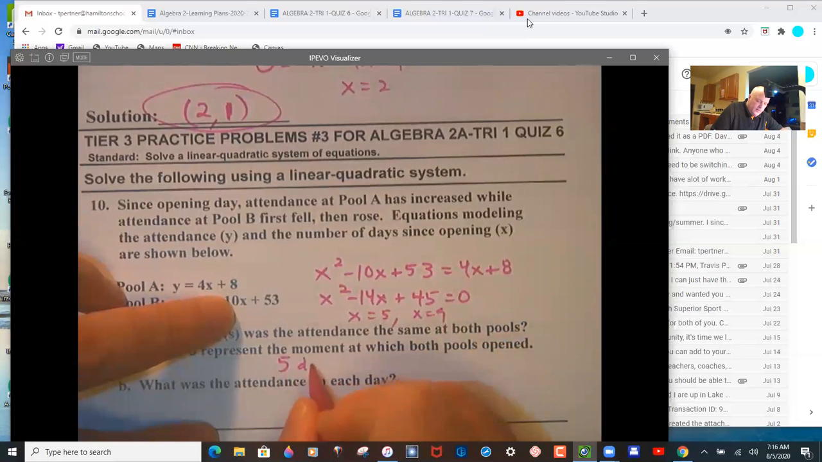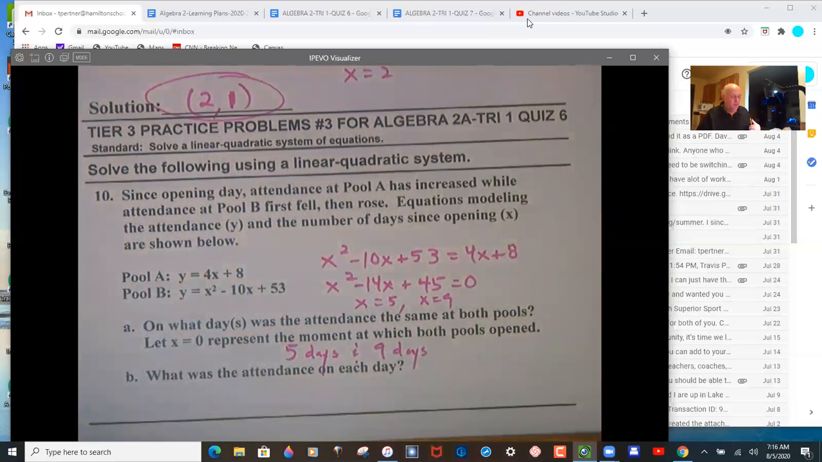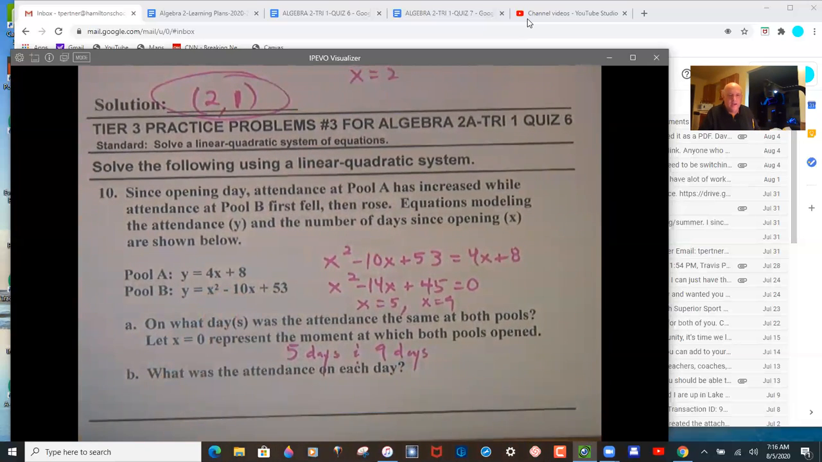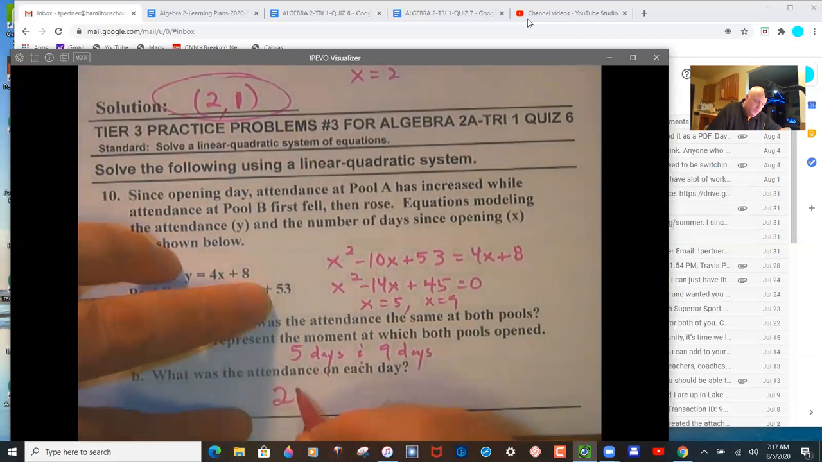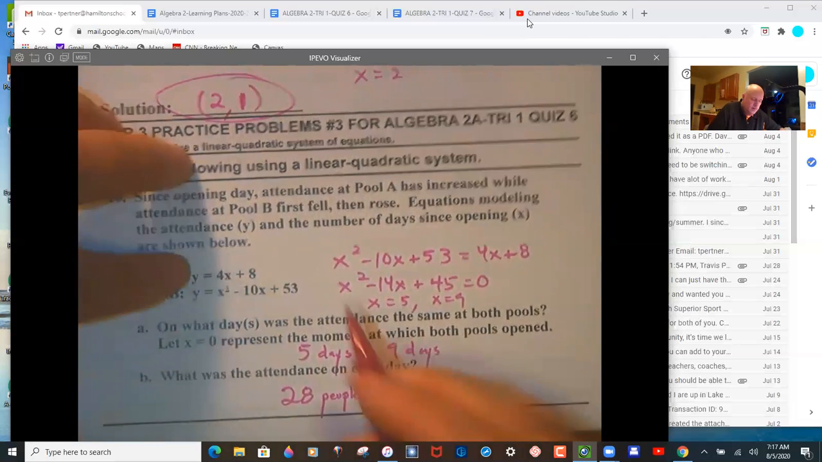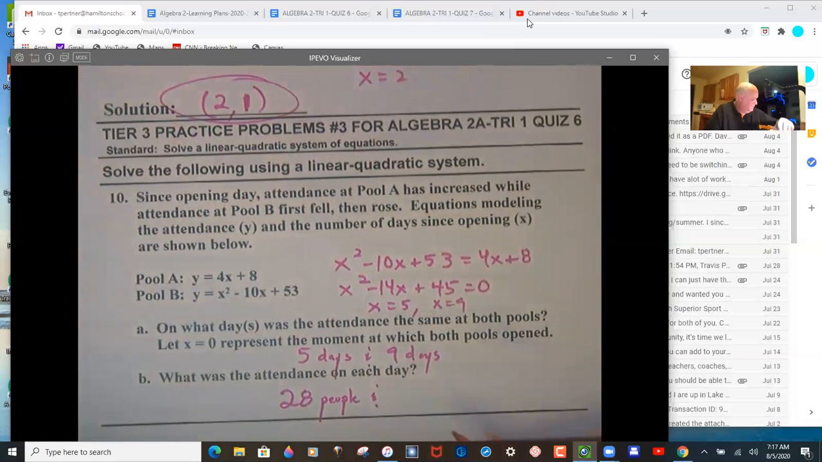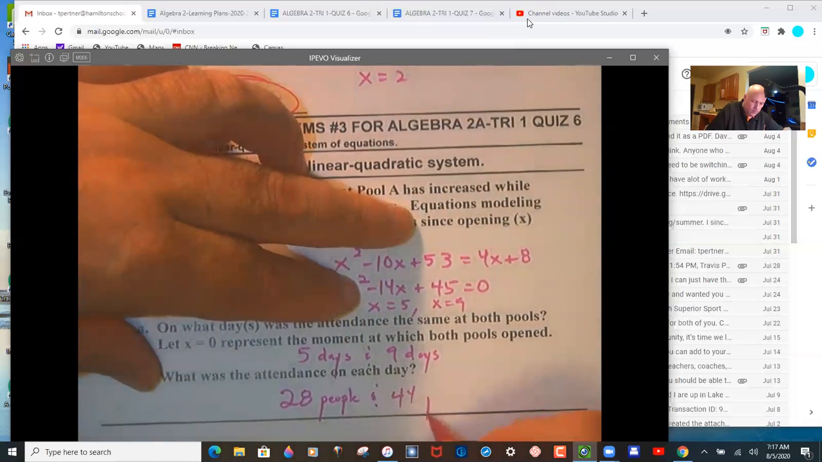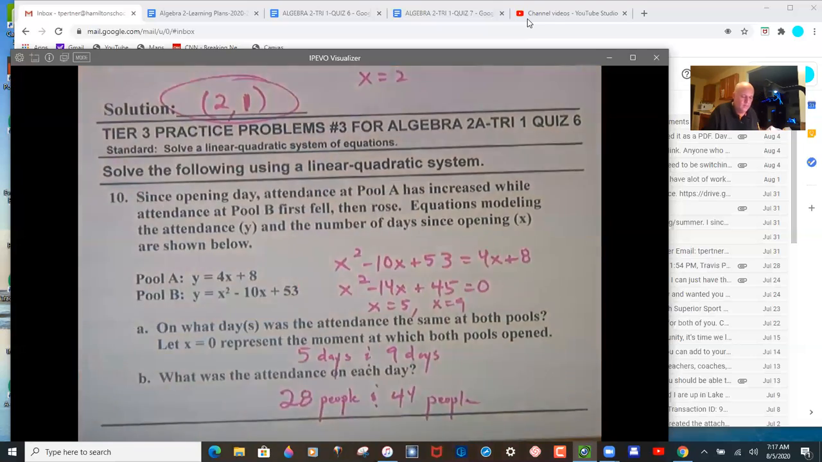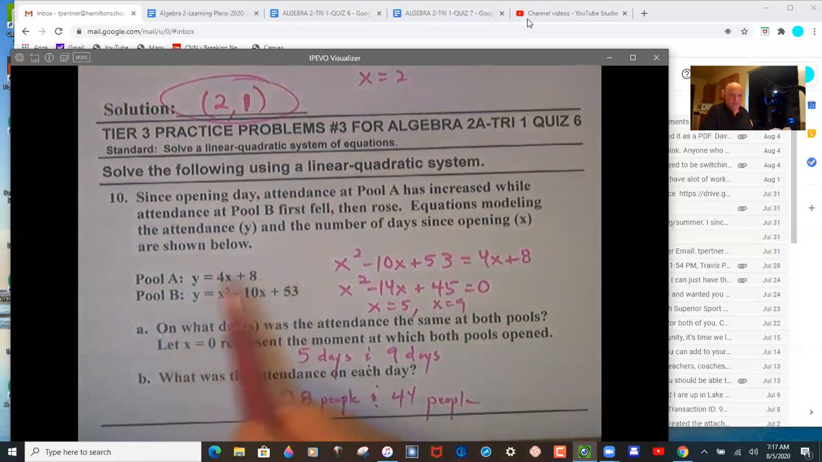So 5 days and 9 days. x is the number of days, and then you have to substitute in to get y. Try not to write them as a coordinate because we're breaking the coordinate apart to answer. So 28 people after 5 days, and then 9 would be 36, and 8, 44. You just substitute back into the linear one. So there's 2 that work there.